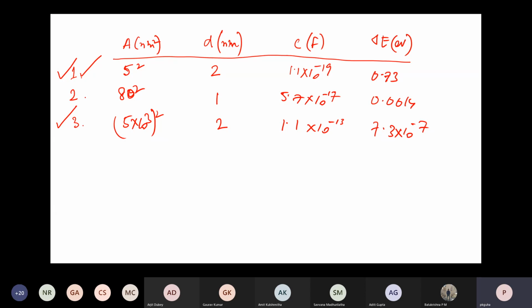Let me introduce you to the concept of Coulomb blockade. The initial electrostatic energy stored in the capacitor is E_I, that is Q squared over 2C. Initial electrostatic energy stored in the capacitor.